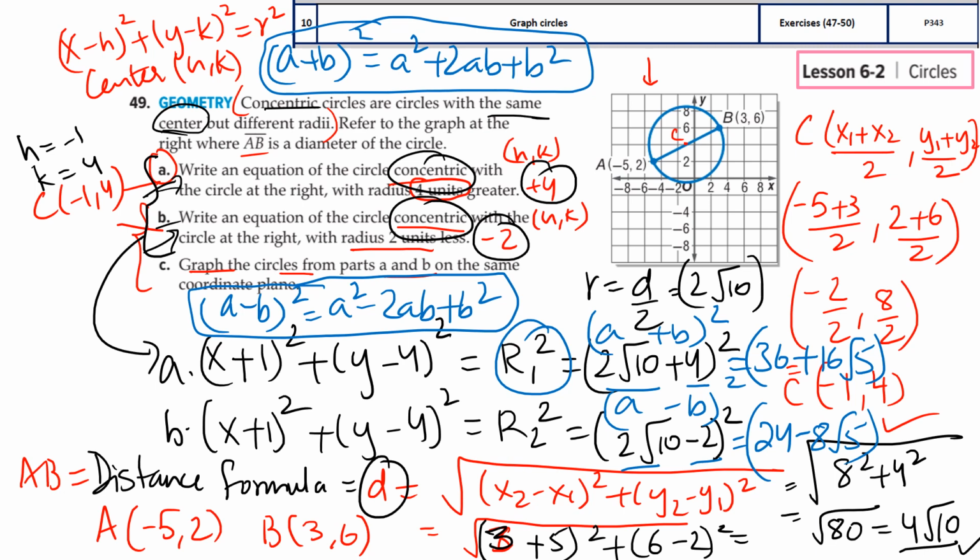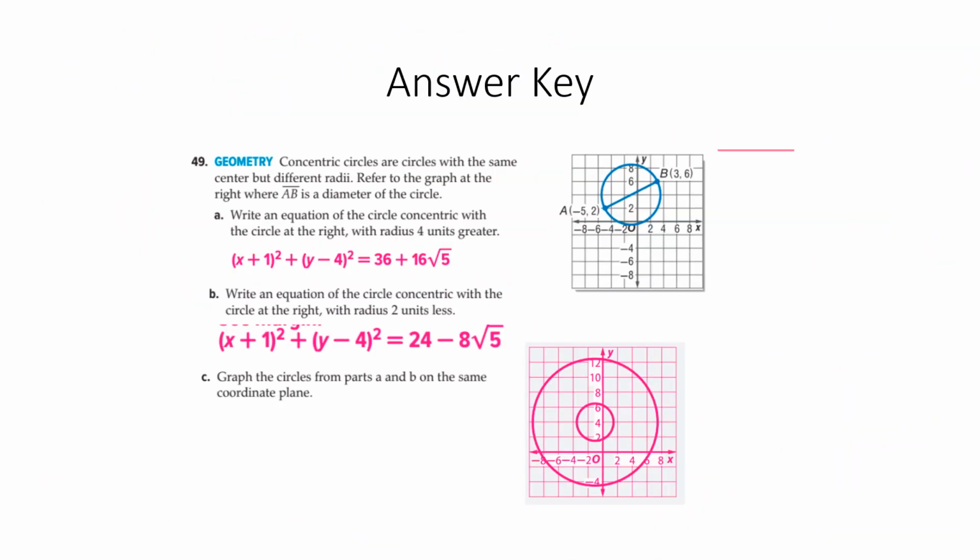Now let's check the final answers in the next slide. So this is the answer key for question 49. You can also see the graph. The smaller circle is the one with 2 units less. The bigger circle is the one with 4 units more. So that brings us to the end of today's session where we finished learning objective 10, graphing circles.